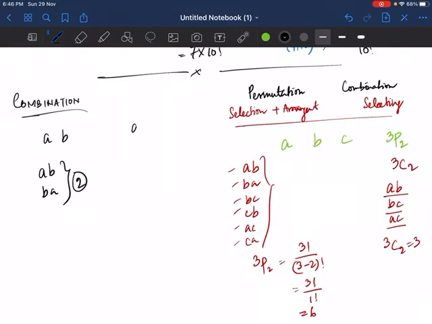Now suppose we have 3 objects like this, A, B, C. Now how many ways can we arrange these objects? One is ABC, the other one is ACB, then we have BCA, then BAC, then CAB, then CBA. So there are 6 ways we can arrange this one.